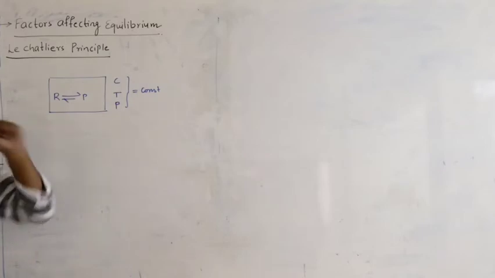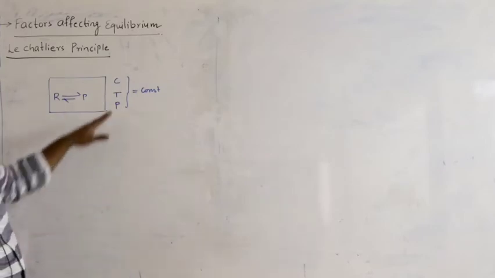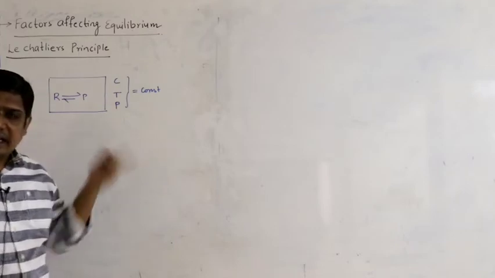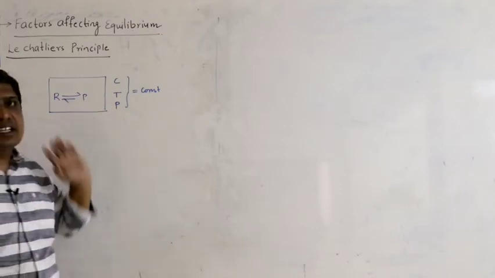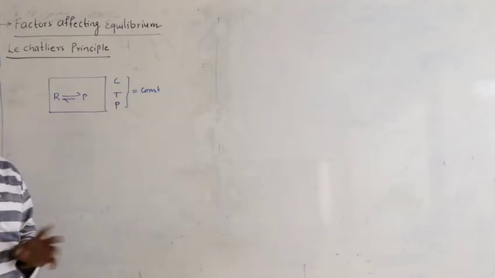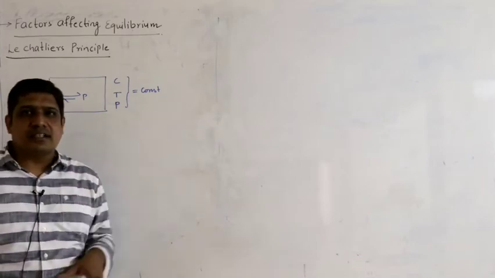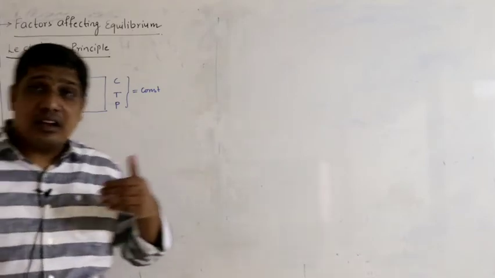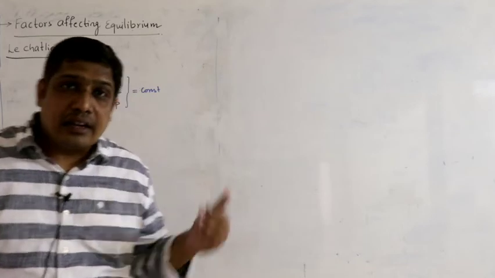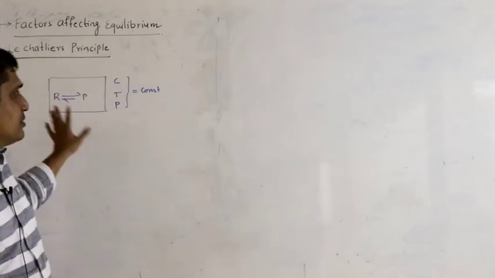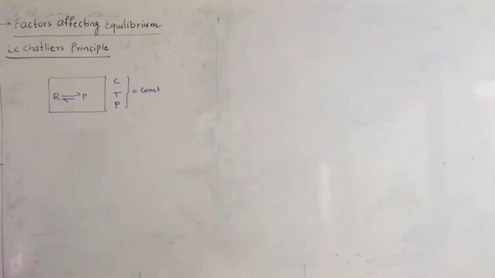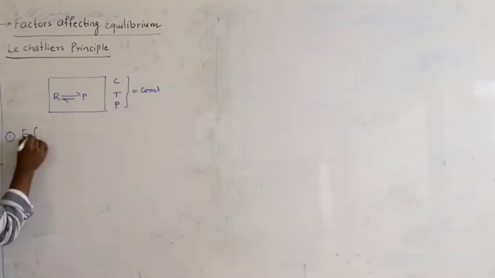How can you cause the disturbance? I can change the temperature, I can change the pressure, I can change the concentration of a component, I can add some catalyst, or some inert gas. These are the different ways I can cause changes or disturbance in a system that is at equilibrium. So, let us see one by one. First, effect of temperature on equilibrium.